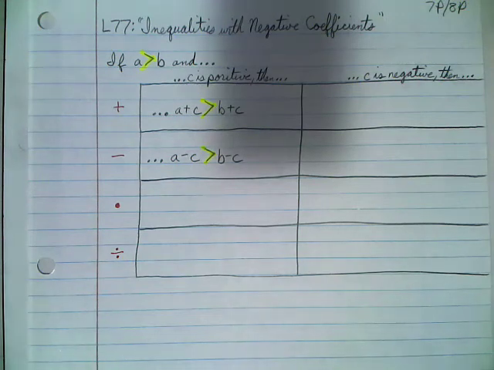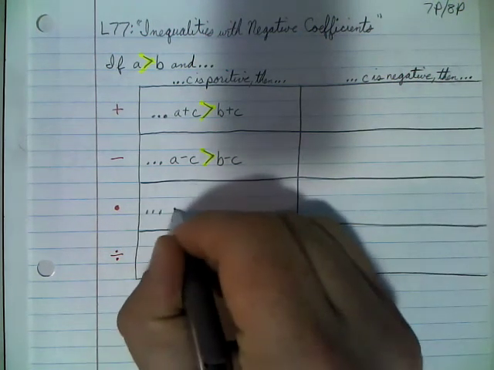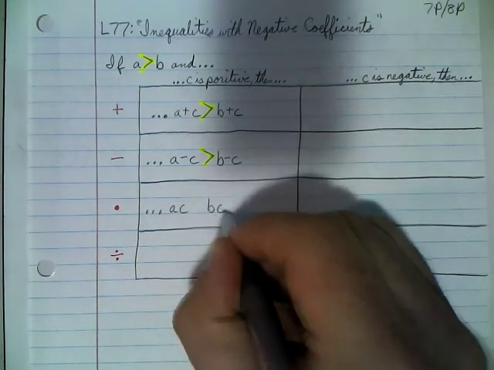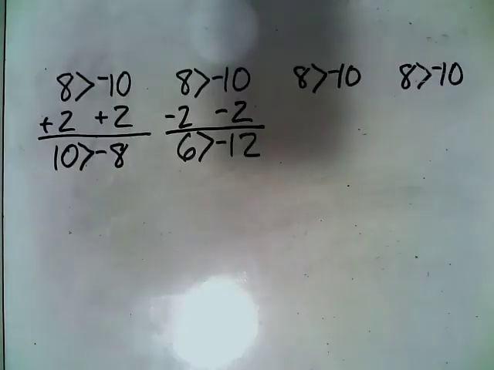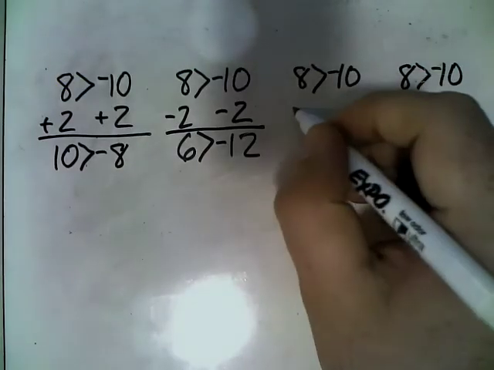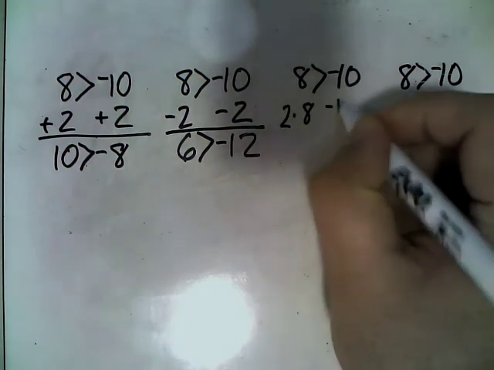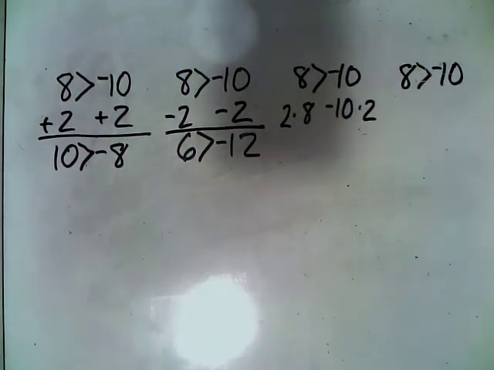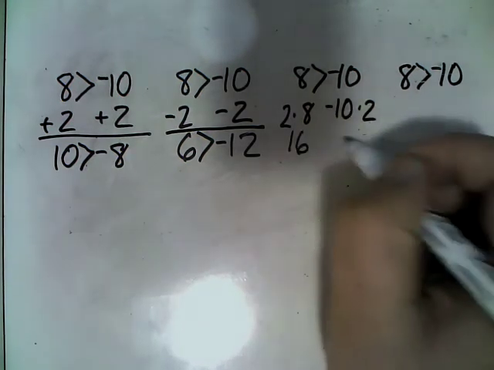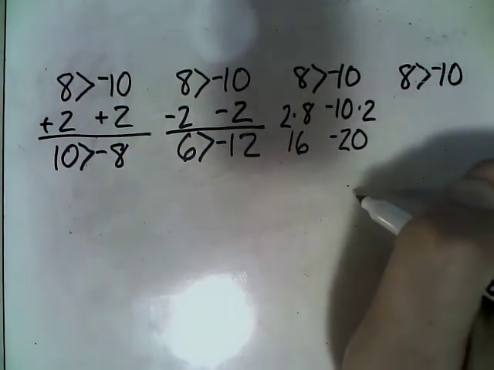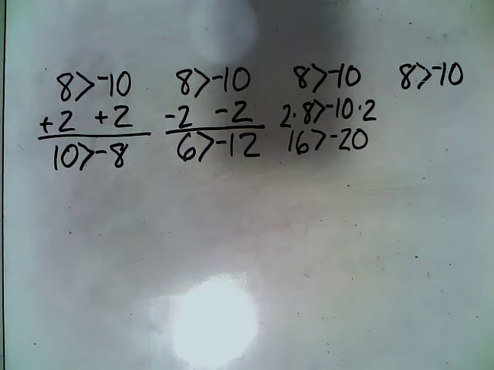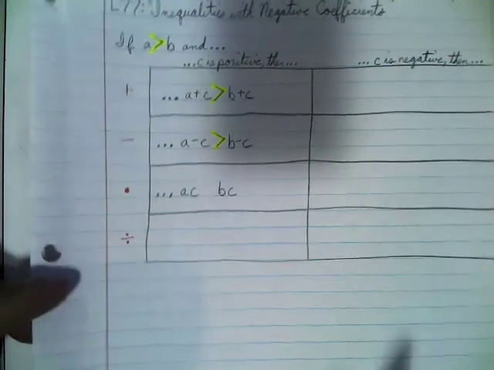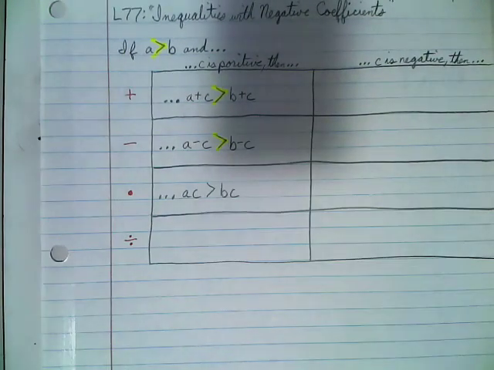All right, we're going to move on to multiplication then. So what happens if I take my C then, my positive C, and multiply it on both sides? So down here, to show that properly, I would need to do 2 times 8 and a negative 10 times 2. And then 2 times 8 would be a 16. A negative 10 times 2 would be a negative 20. And so these would both still be greater thans. It's still more to have $16 than to owe somebody $20. So this will stay the same, and I'm going to grab my yellow again.